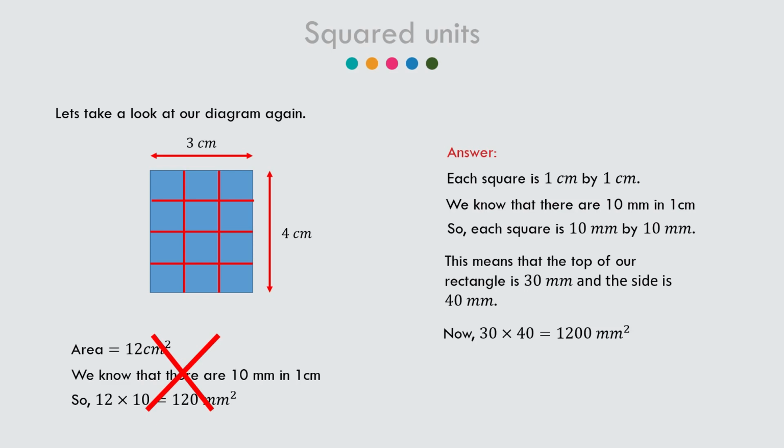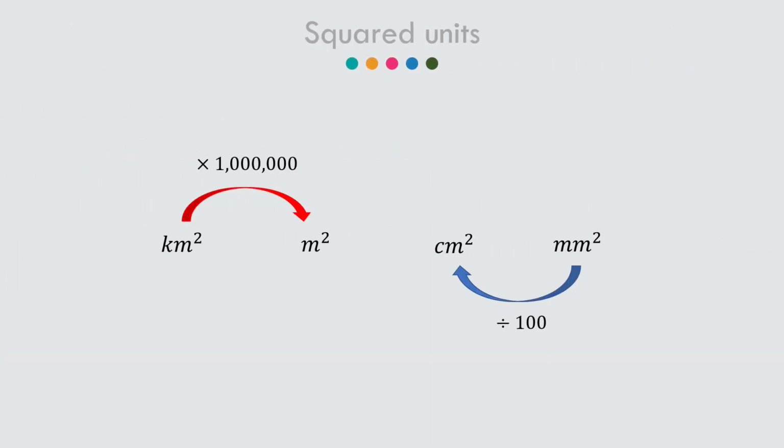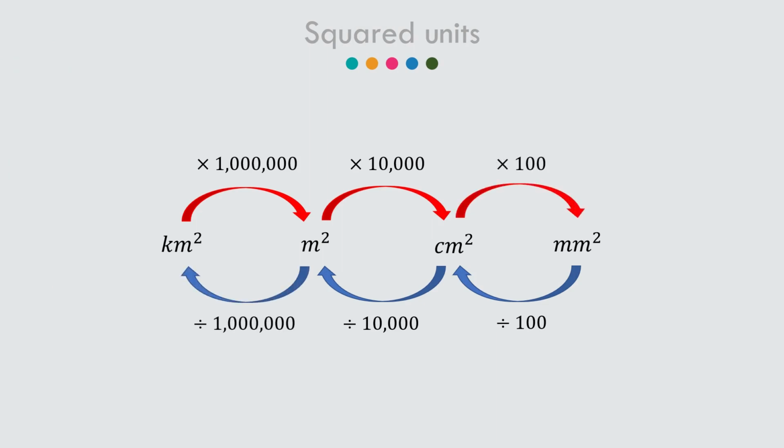1,200 millimeters squared. To convert between squared units, we need to either multiply to go from a larger measurement to a smaller measurement, or divide to go from a smaller measurement to a larger measurement. There are 10 millimeters in a centimeter, so 10 squared is 100. This is the multiple you use to go from centimeters to millimeters squared. Likewise, there are 100 centimeters in a meter, so 100 squared is 10,000. This is why we would divide by 10,000.